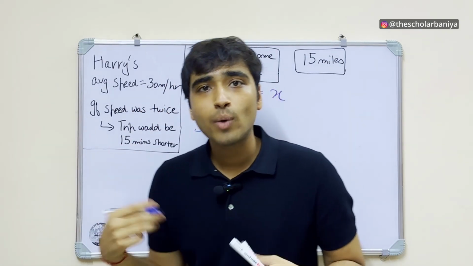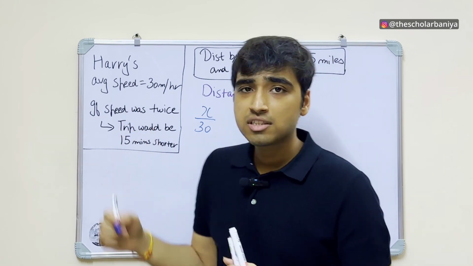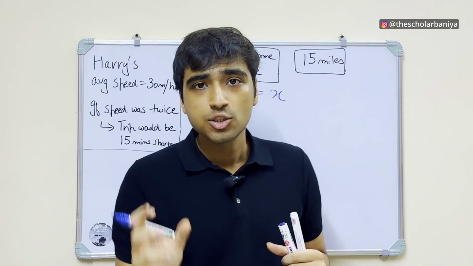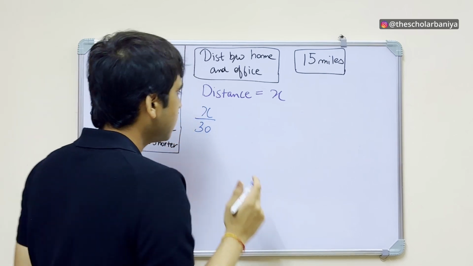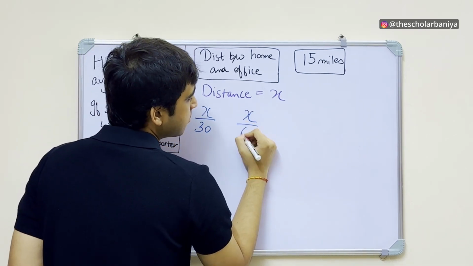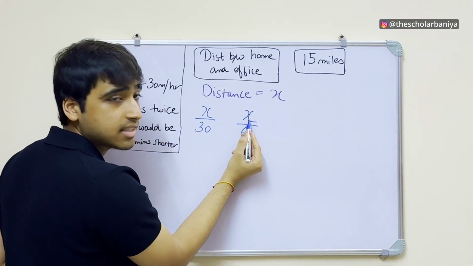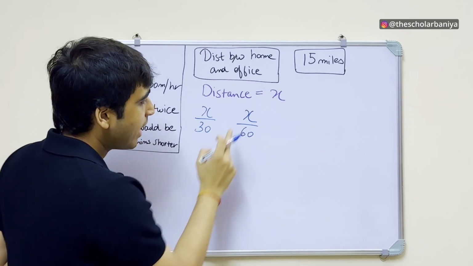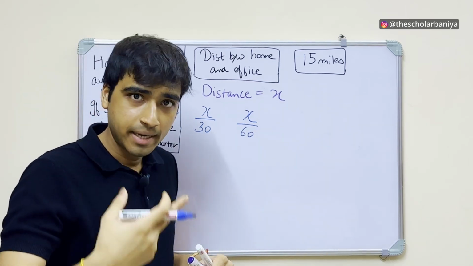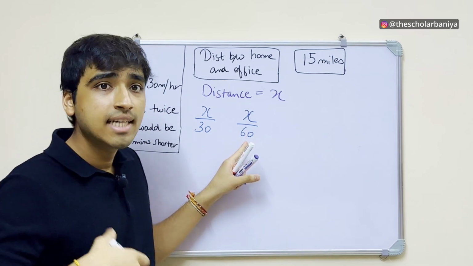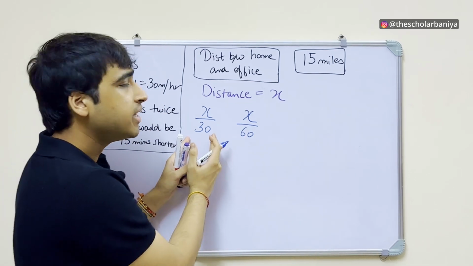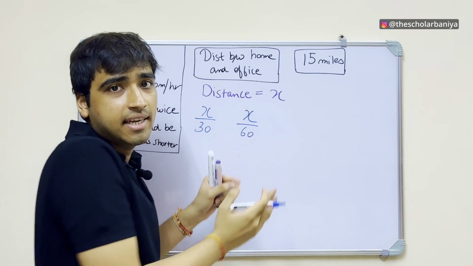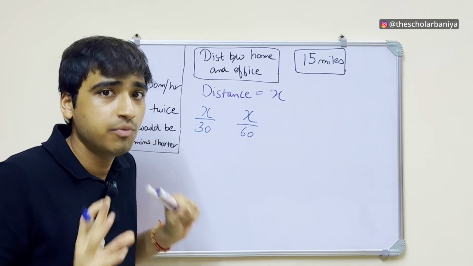If the speed was twice, so earlier the speed was 30, twice means the speed becomes 60. So how much will the time be in that case? It will be x upon 60, because the distance remains the same, which is x, and the speed becomes twice, which means 60. So x upon 60 will be the total amount of time when the speed has increased. For example, earlier we were taking 45 minutes, and now when the speed is doubled, we are taking, let's say, 30 minutes, whatever, we don't know.